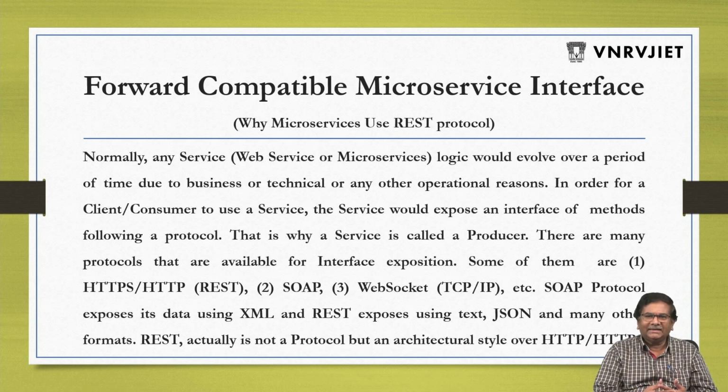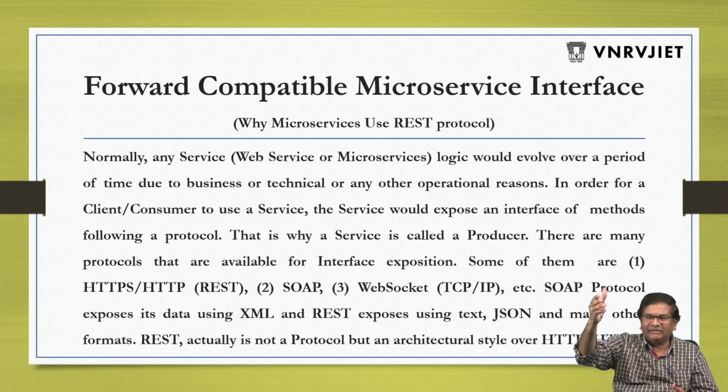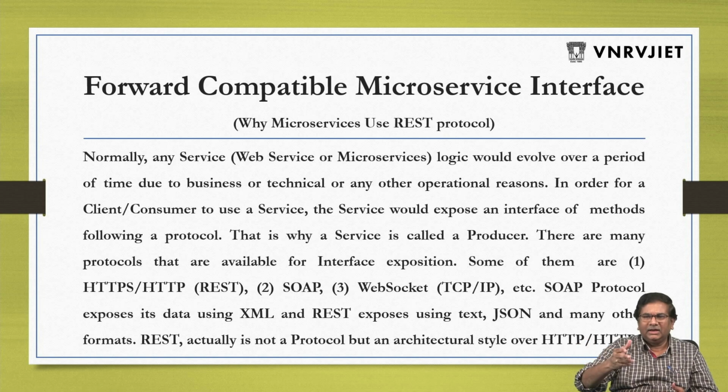Anyway, normally any service, it could be a microservice or a web service or a TCP/IP service, anything, logic would evolve over a period of time due to business or technical or any other reasons, which we discussed in the migration topic, right? In order for a client consumer to use a service, the service should expose an interface of methods following a protocol. So, in order to use it, you need an interface with methods like A, B, C, D, E, F, G, H. These are the methods that I'm providing to you. You use A to get this done, use B to do that, like a method to add user, update user, delete user, purge user, whatever operation, right?